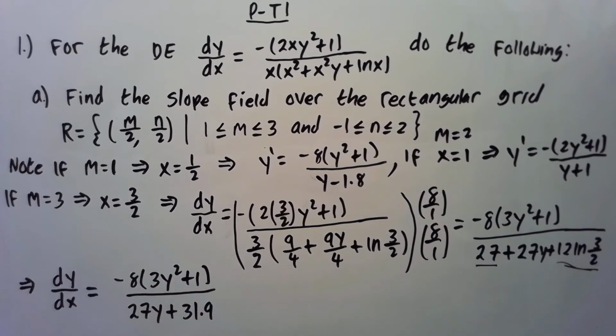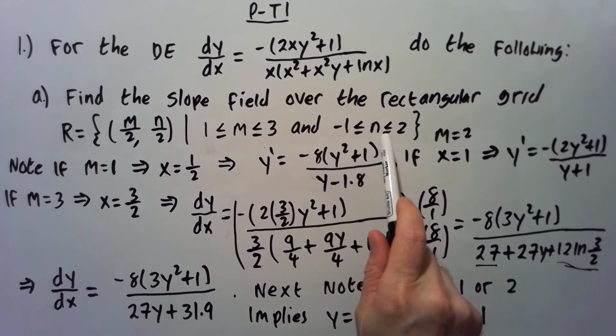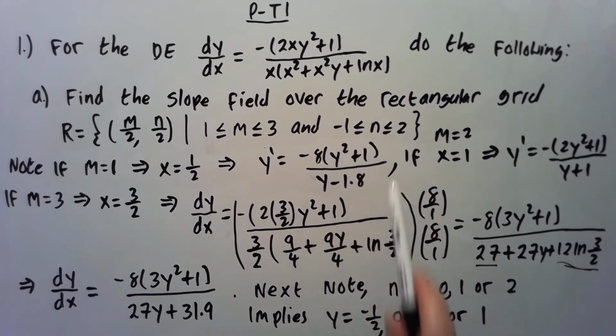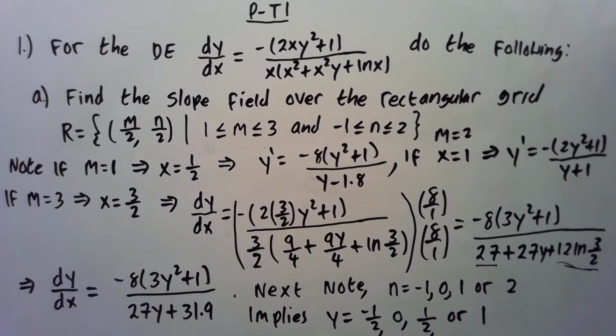Okay, so next thing. The n value up here can be -1, 0, 1, or 2. So you have 1, 2, 3, 4 values. But the y value is going to be n over 2. So the y values could be -1/2, that's when n is -1; 0, that's when n is 0; 1/2, that's when n is 1; or 1, that's when n is 2.